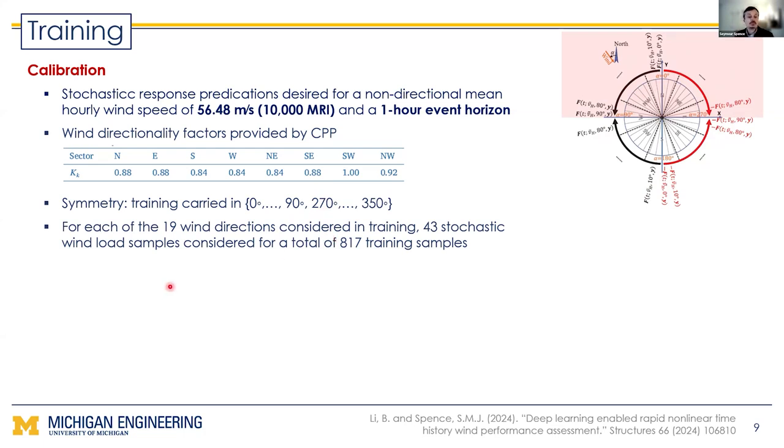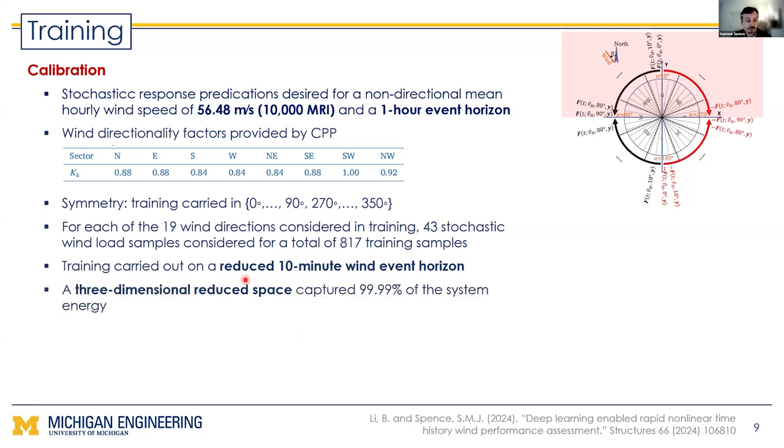In total, we have 19 wind directions. We considered 43 stochastic wind load samples for each of these 19 wind directions. So we had in total 819 training samples. Now, interestingly, we were training this model on a reduced time horizon. So we're going to train this on 10-minute wind events and then predict 1 hour wind events. So it makes creating this training data far more efficient.